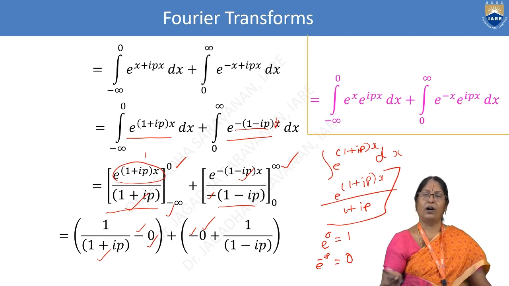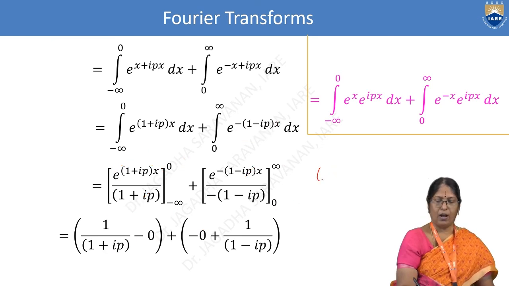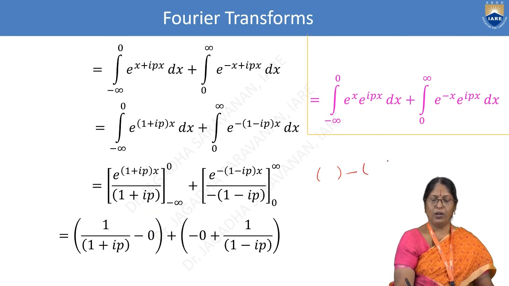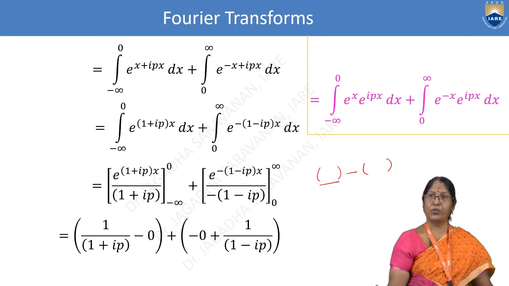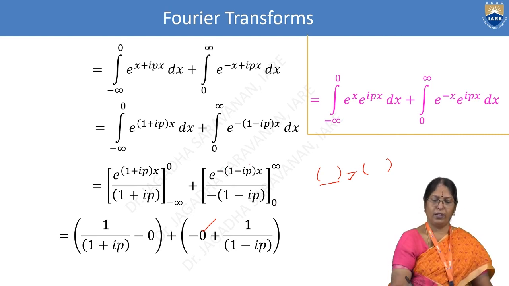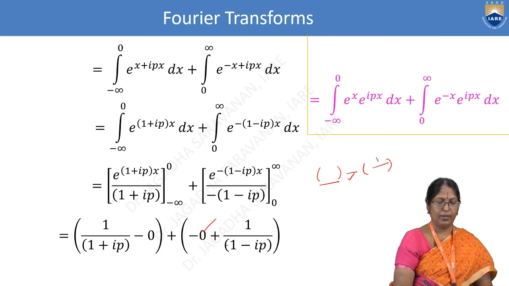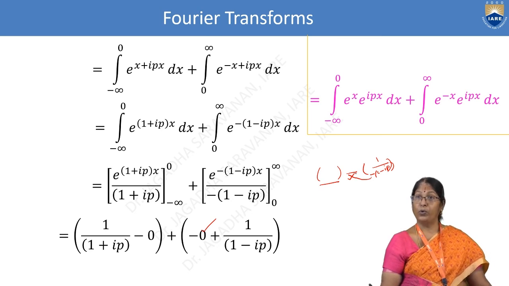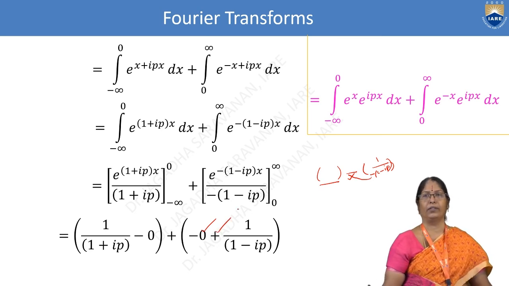While applying the limit value, we know it is upper limit minus lower limit. Upper we substituted, we got 0. This is the formula minus. For the lower one, when we are applying 0, e power 0 we are getting 1 divided by, here minus, this is the problem minus, 1 minus ip. This minus put together has become plus.